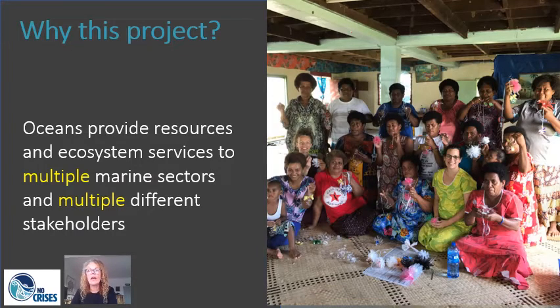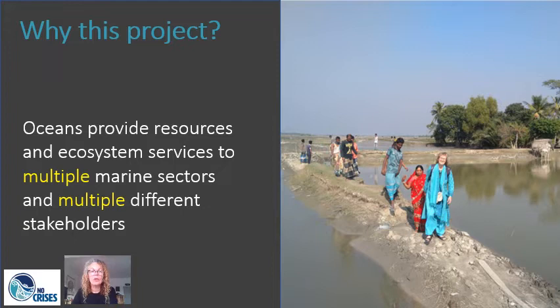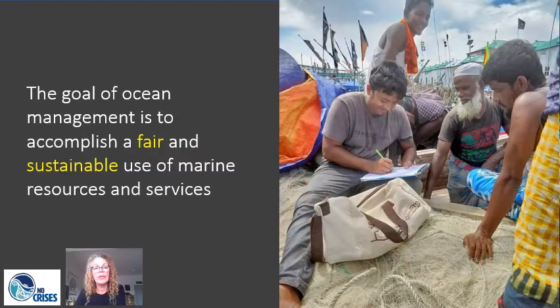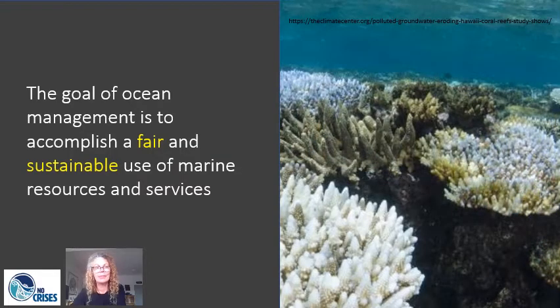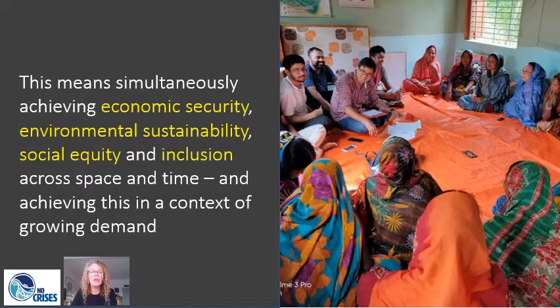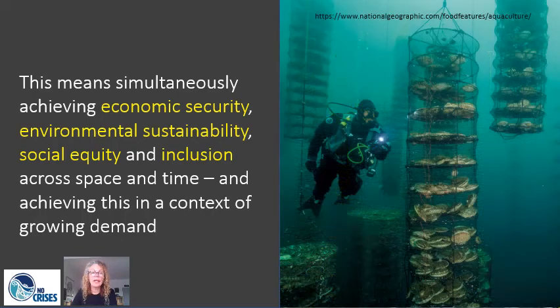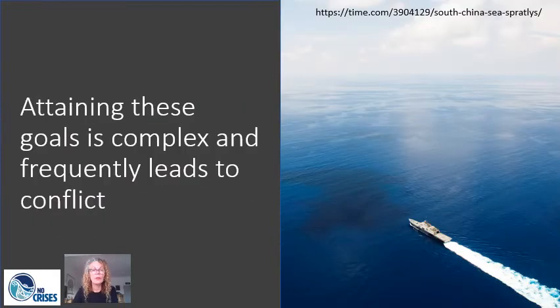Well, simply, oceans provide resources and ecosystem services to multiple marine sectors and multiple different stakeholders. The goal of ocean management is to accomplish a fair and sustainable use of marine resources and marine ecosystem services. This means simultaneously achieving economic security, environmental sustainability, social equity, and inclusion across space and time, and achieving this in the context of growing demand in terms of, for instance, population growth. So attaining these multiple goals is complex and can frequently lead to conflict.